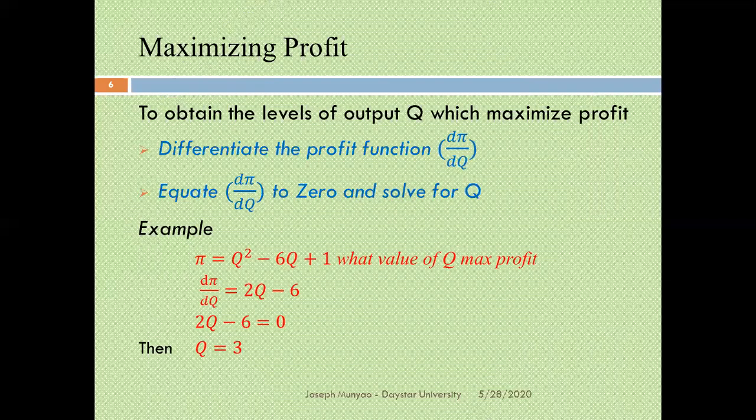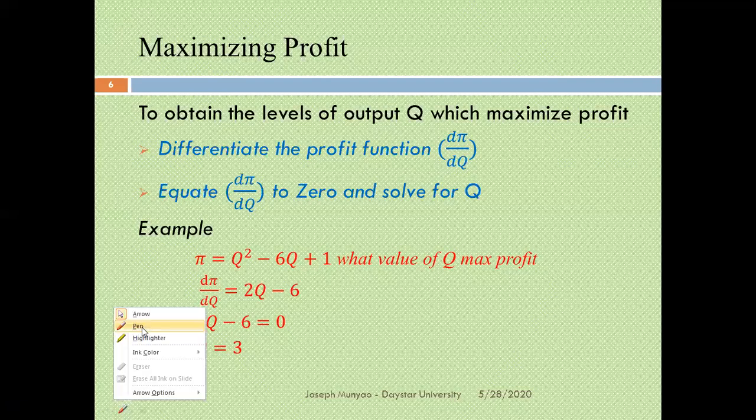Now, how then do you maximize the profit? Because in every business, the whole idea is to maximize profit and minimize cost. Now, to maximize profit, we first get the profit function, as I've shown you. Once you have gotten the profit function, you differentiate the profit function. You get d pi dQ, the d profit dQ.